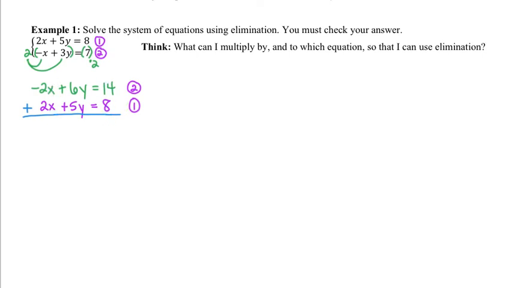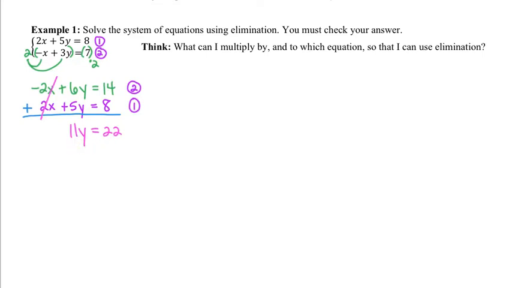All right, so combining like terms, negative 2x plus 2x, that's going to zero out. Eliminate, that's exactly what we wanted. Okay, and then we have 6y plus 5y is a positive 11y equals, on the right side, 14 plus 8 is 22. All right, now we have a simple one-step equation to solve.